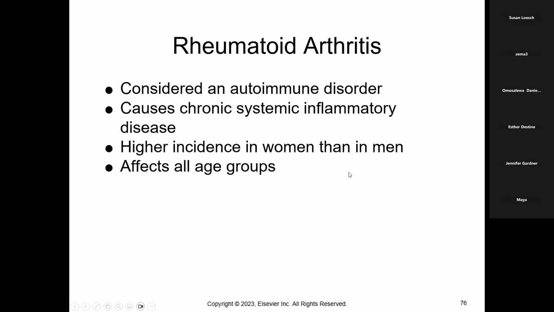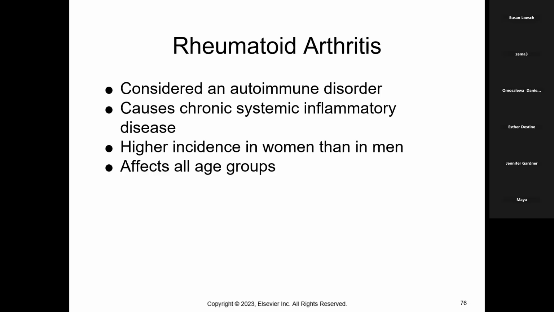Rheumatoid arthritis. This is autoimmune. Okay. And it causes inflammation throughout the body. It happens more often in women. It can affect any age group. All right. Young women get this. And it's a major cause of disability. But as we grow older, the risk factors get worse. These people will have remissions and exacerbations and progressive damage to the joints.